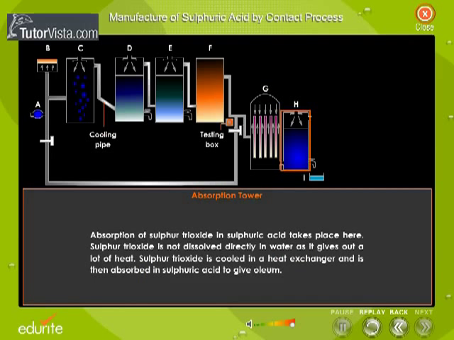Absorption tower. Absorption of sulfur trioxide in sulfuric acid takes place here. Sulfur trioxide is not dissolved directly in water as it gives out a lot of heat. Sulfur trioxide is cooled in a heat exchanger and is then absorbed in sulfuric acid to give oleum.